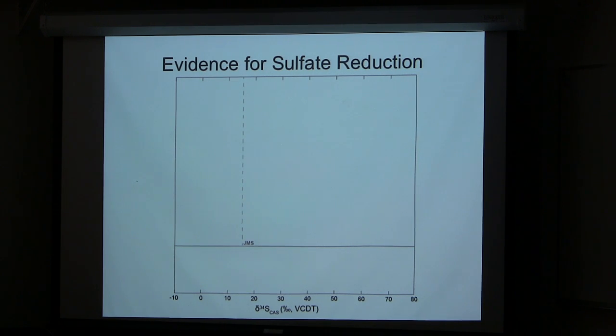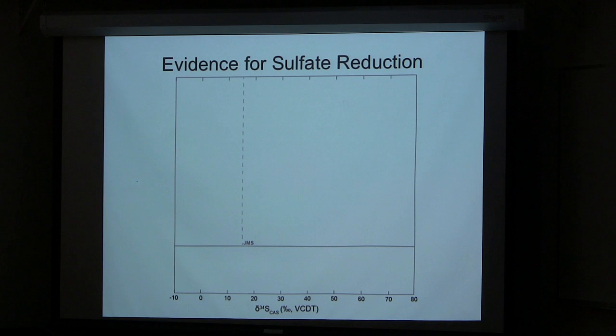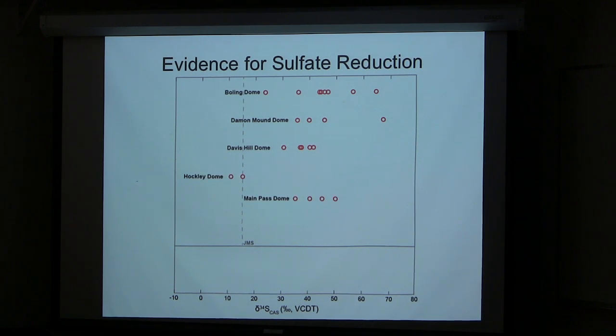All right, and then I'm going to take you through our CAS results as well. I first want to remind you how sulfate reduction is going to show up within the isotopic record. Again, it's going to show up as a relative enrichment within the residual sulfate. The source sulfate for the system is this Jurassic mother salt with an isotope value of 15 per mil. Just like carbon, these results are also grouped by dome: Bowling Dome, Damon Mound, Davis Hill, Hockley Dome, Main Pass, and Winfield Dome.